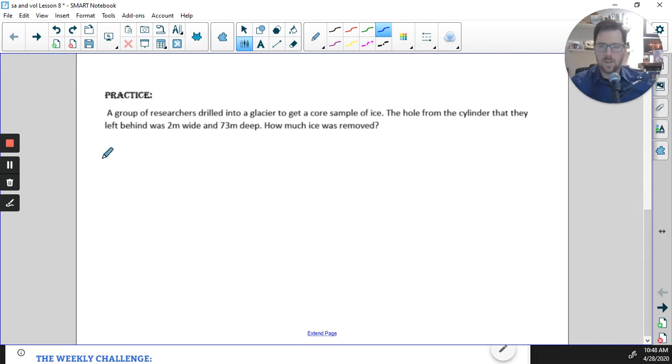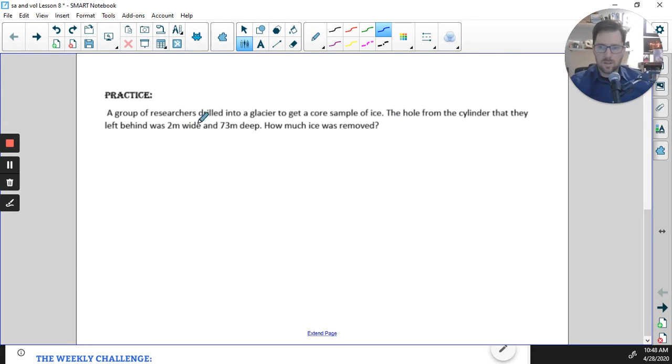So a group of researchers drilled into a glacier to get a core sample of ice. So we're drilling in, looking for what's in the ice, finding out lots of neat things about what was in the ice thousands of years ago when the ice froze. This isn't like ice in your backyard. This would be like glacial ice that's been frozen for hundreds or thousands or tens of thousands of years.